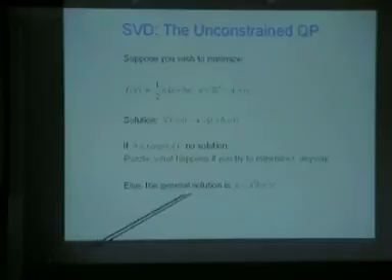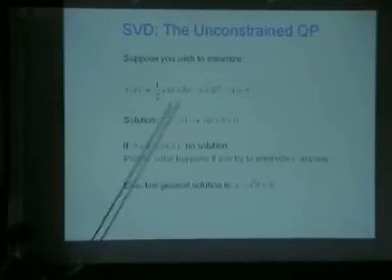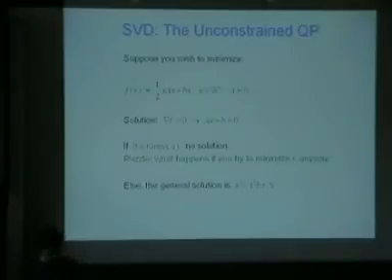Okay. So if B is not in the range of A, there's no solution. Else the general solution is just this. It's the SVD solution to this equation. It's a very simple, unconstrained quadratic programming problem. And SVDs help us solve it very clearly.